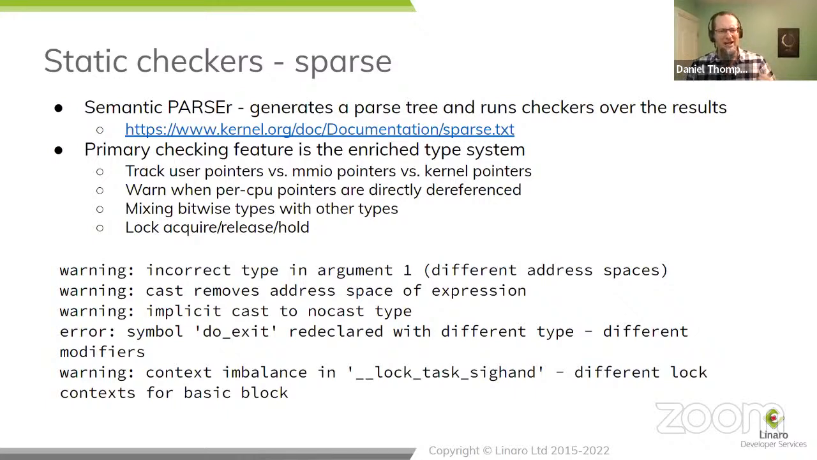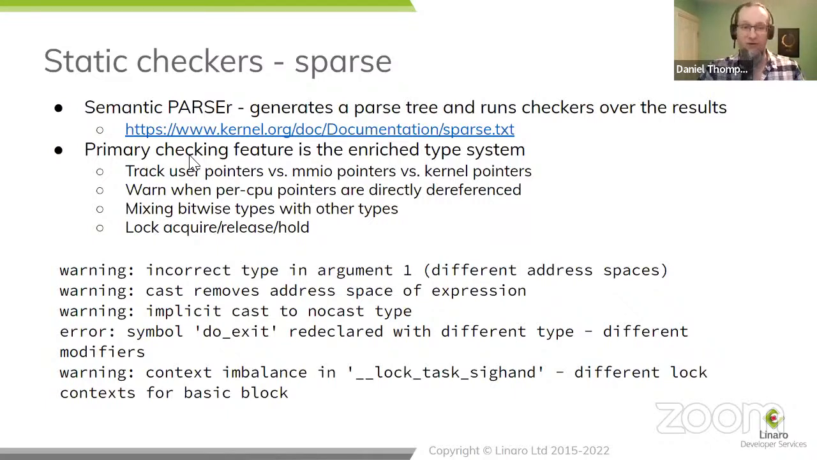The major checking feature that it brings is the enriched type system. If you've looked through Linux code before, you might have spotted the __user tags on all the user pointers. If you're looking at things like ioremap, you'll spot the return value from ioremap is tagged __iomem, and the reason for that is that both user pointers and MMIO should never be dereferenced in kernel mode.